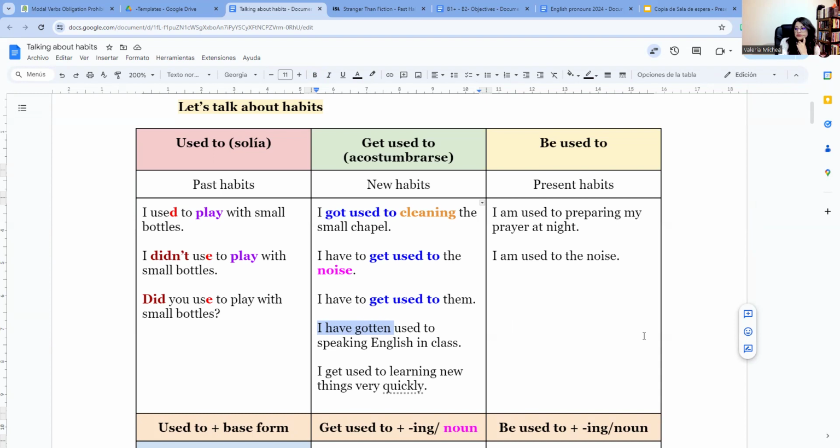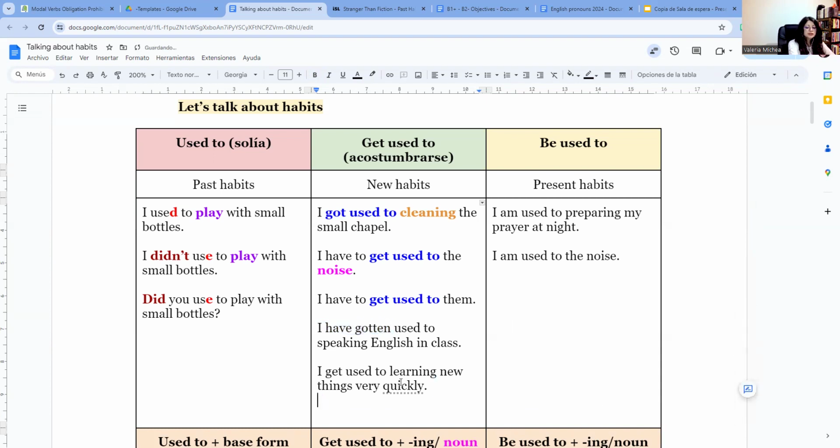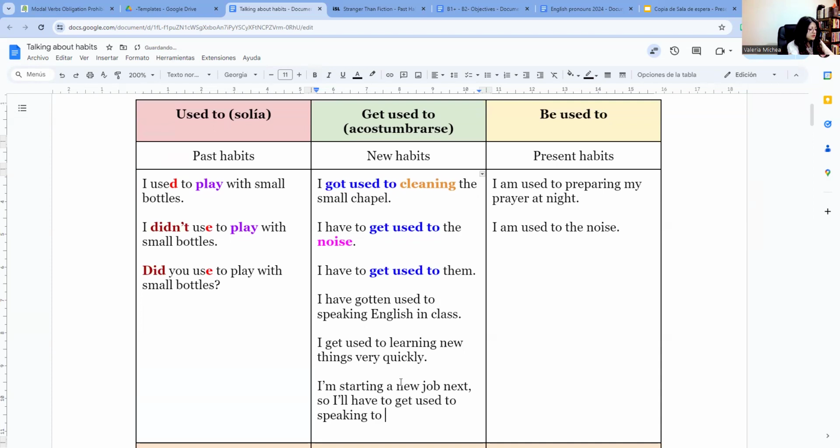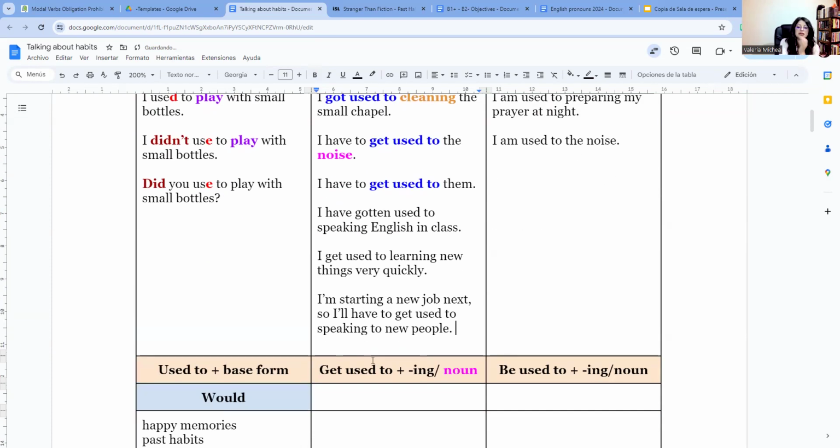Be used to adjective, used to verb. I'm not sure what that means. Could you say I'll have to get used to? Yes. So for example, I'm starting a new job next week. So I'll have to get used to speaking to new people.